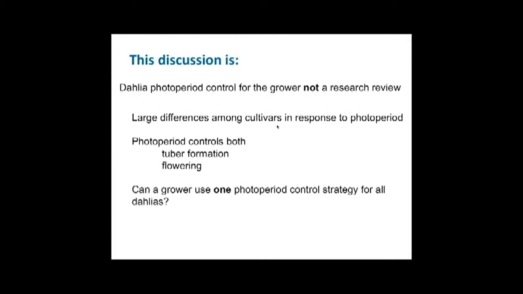If we look at differences among cultivars, the differences we can sort of forget when we look at production, because if you use the one strategy for all dahlias, you will get the results that you need. Some of them are less photoperiodic than others, but if you use photoperiod control, you're not going to affect those that don't respond to photoperiod very much. So there is one strategy, and that is what we want to talk about: what is that one strategy you can use.